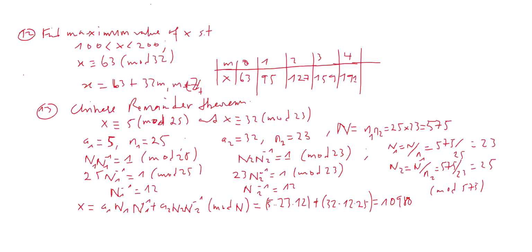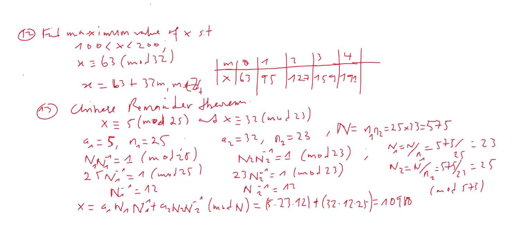The next question was to find the maximum value of x, such that x is between 100 and 200, satisfying the linear form x is equal to 63 modulo 32. Of course, x equal to 63 modulo 32 can be written as x is equal to 63 plus 32m, where m is an integer. So I draw a table of m and x. If I put m to be 0, I have 63. If m is 1, I have 95. If m is 2, I have 127.